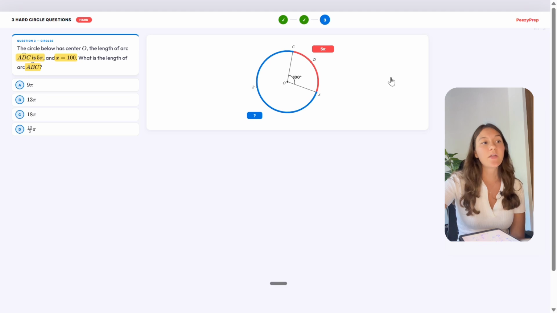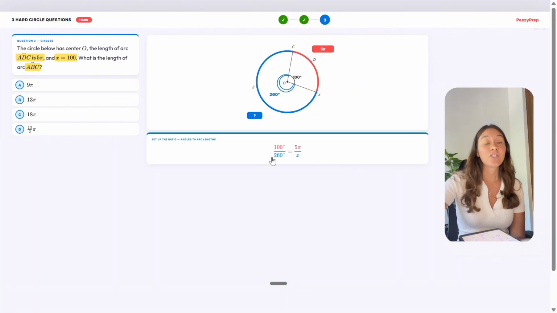So the first thing I'm going to think about is, can I actually get this angle here? Yes, I can, right? Because I know a circle has 360 degrees. So if this is 100 degrees, I can just subtract that from 360 to get this angle here, right? So that would be 260 degrees. So now I could actually set up a ratio, right? 100 to 5 pi, 260 to x, right? So how do we write that out?